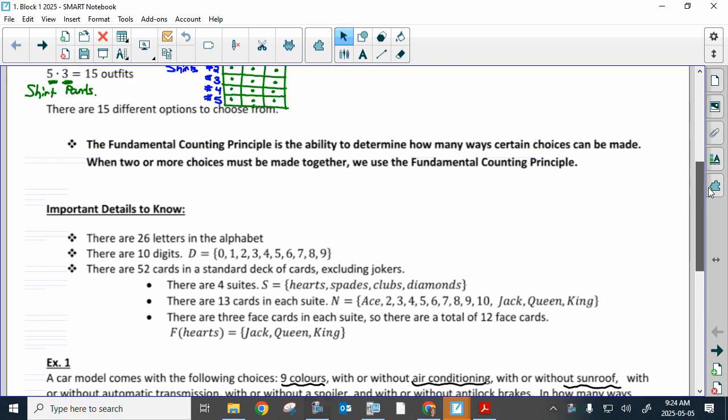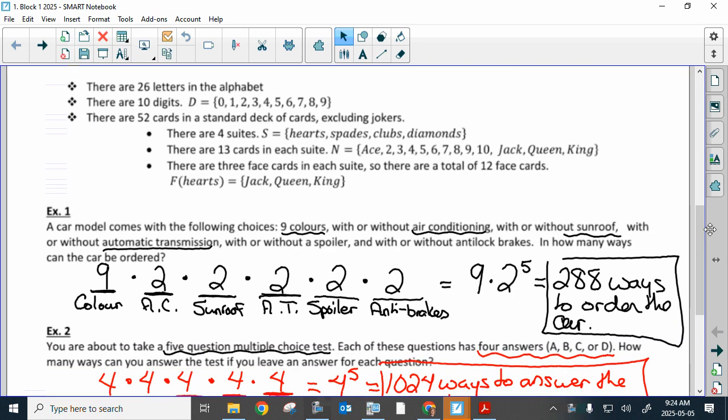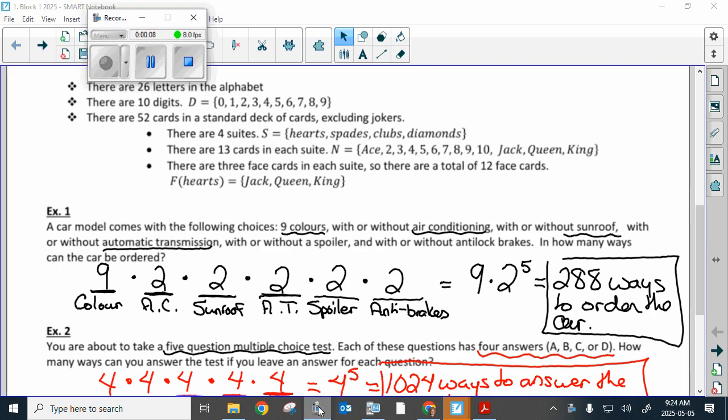So let's just kind of recap. What is the fundamental counting principle? The fundamental counting principle is like, okay, if there's A ways of doing one thing and B ways of doing something else, then there must be A times B ways of doing them both together, okay?